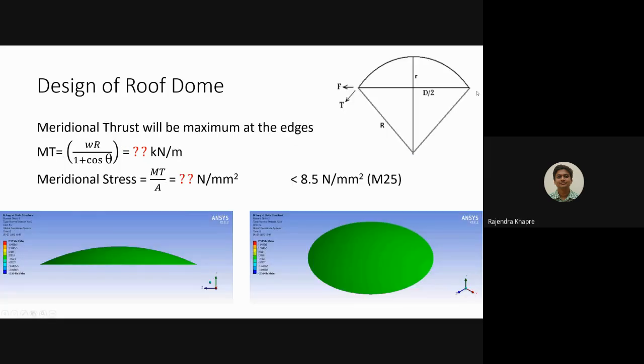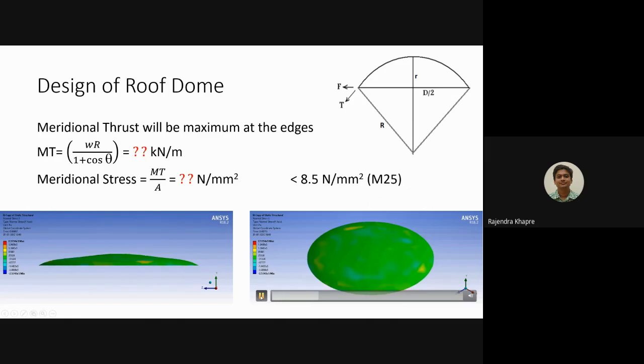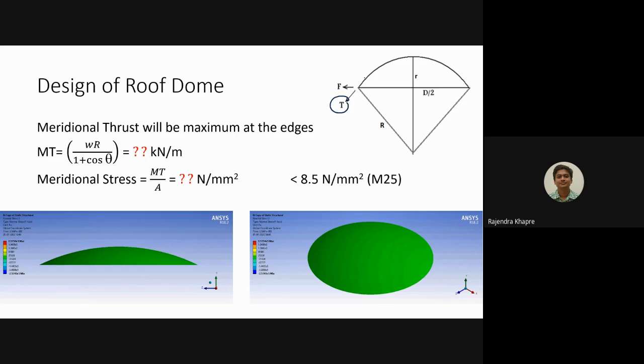Just to show in animation, I am talking about the meridional stresses, that is not along the circumference, but along the meridian. Here if you see, it looks like this. Along the meridian, the stresses are developed like this. For this purpose, first of all we need to calculate what are the forces along the meridian. So the meridional thrust has to be calculated, and it can be written as a letter T. Along this direction there will be a force, and here also it will be going like this.